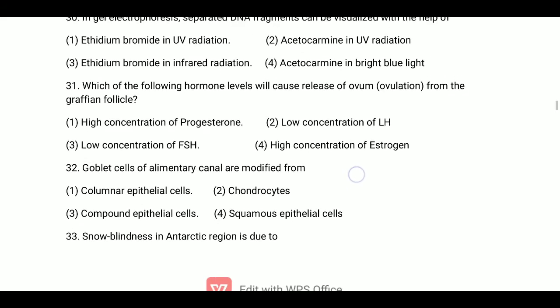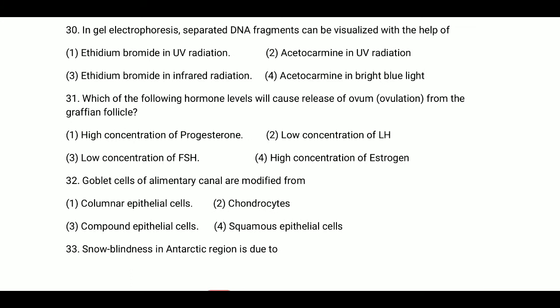Then goblet cells of alimentary canal are modified from columnar epithelium, chondrocytes, compound epithelium, squamous epithelium. Goblet cells are mucus secreting cells and they are modified from columnar epithelium cells itself. First option is the right answer.